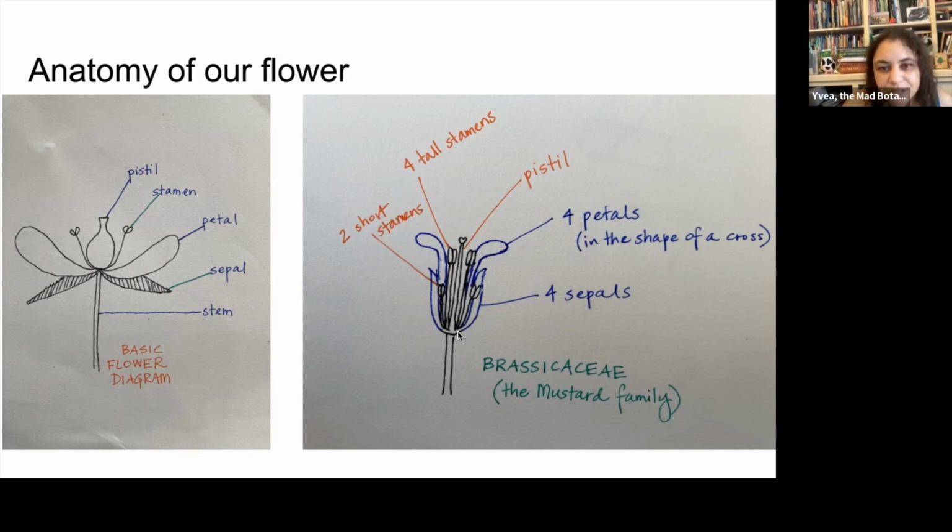And the pistil is oftentimes taller, but not always. Sometimes it can be around the same height. And often it looks like a little ball or a little button on the tip. So these are our parts so far. Does anybody have any questions so far?